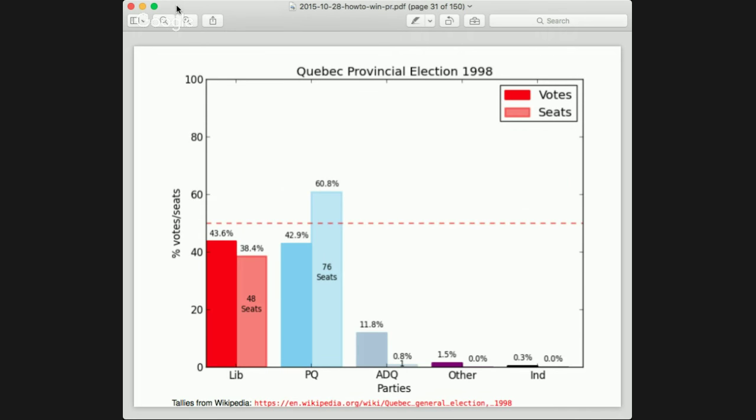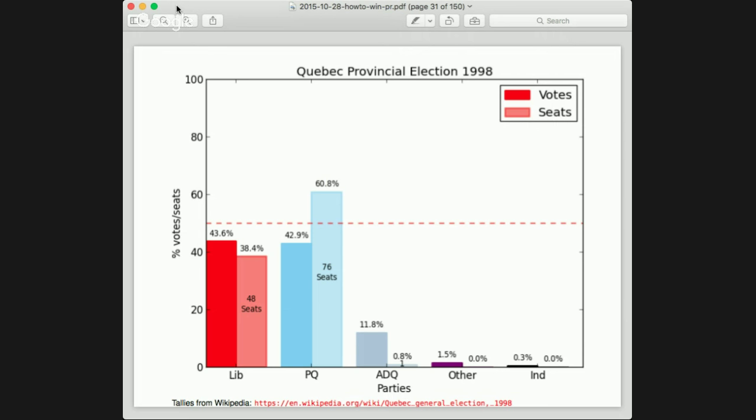So let's look at this graph. So this is Quebec in 1998. Again, we got our graphs, but here the first place in votes did not actually get more seats. The second place party in terms of votes, 43.6, 42.9, pretty close, but still the second place got more seats and got to form the government, right?